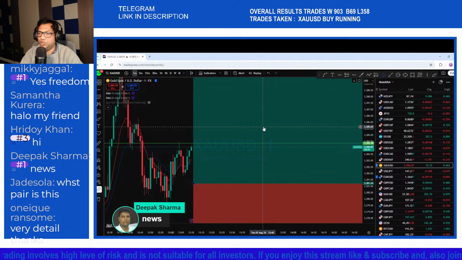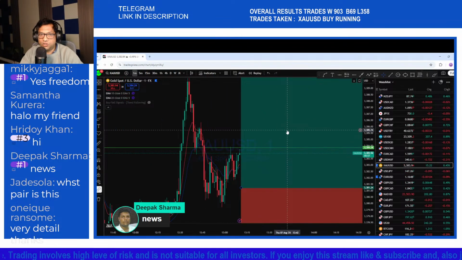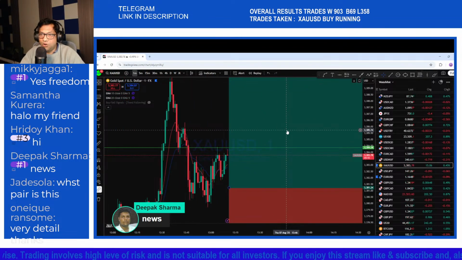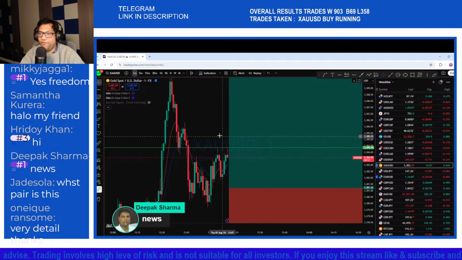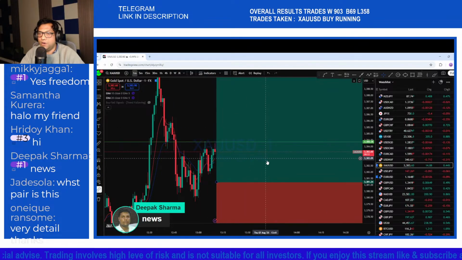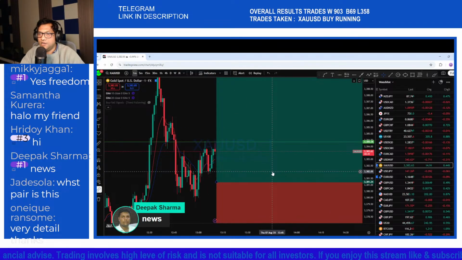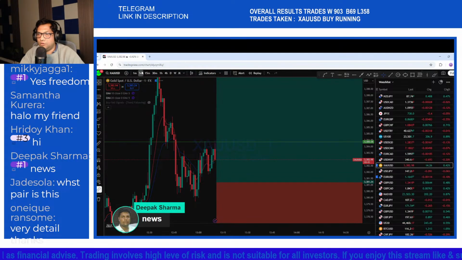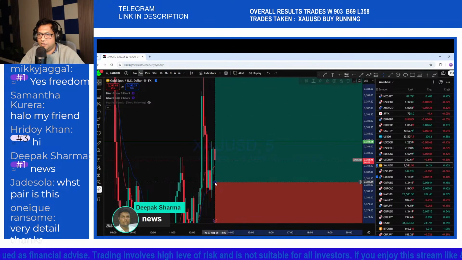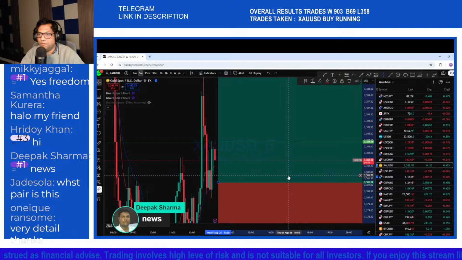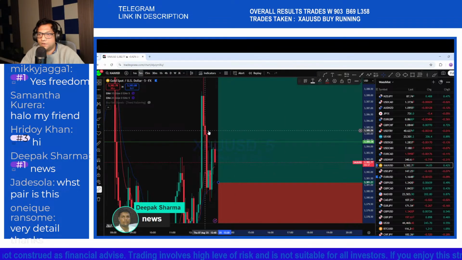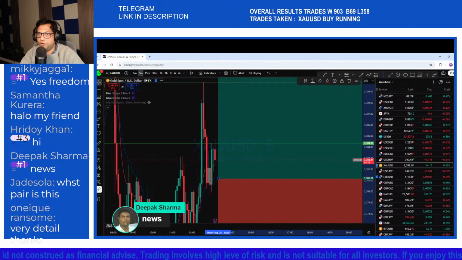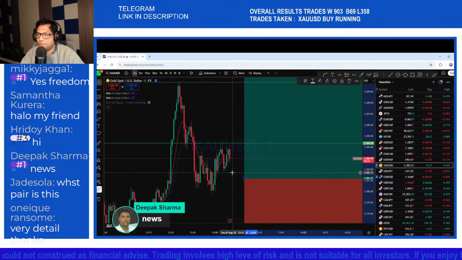Cool. The bullish price action on the trade is still on, and I'm still holding on to that, waiting for another move back to the upside in this direction. Do we see some potential rejection coming? Come on.